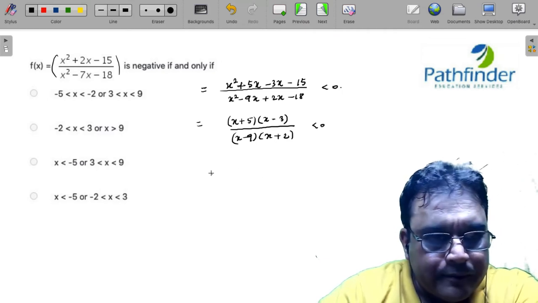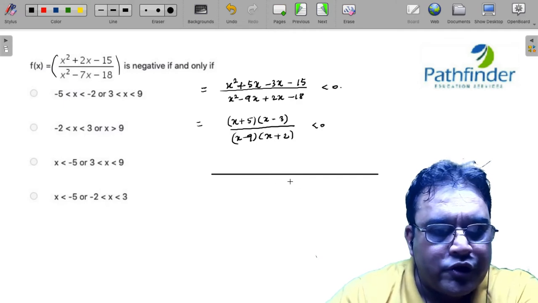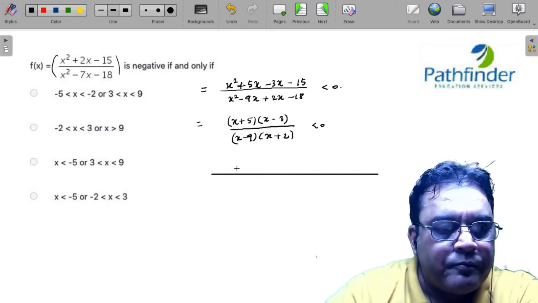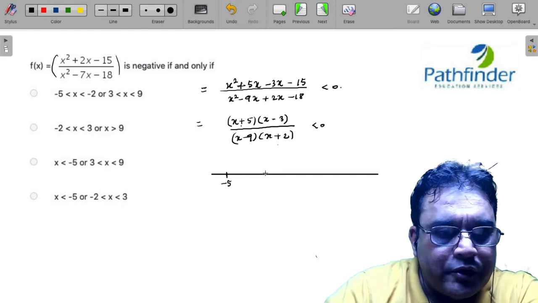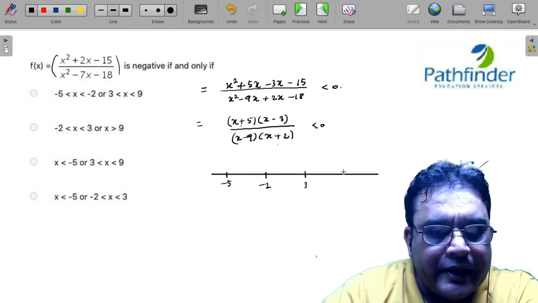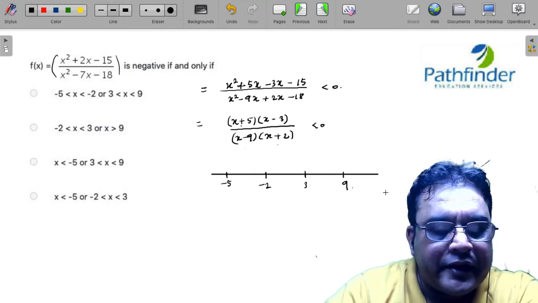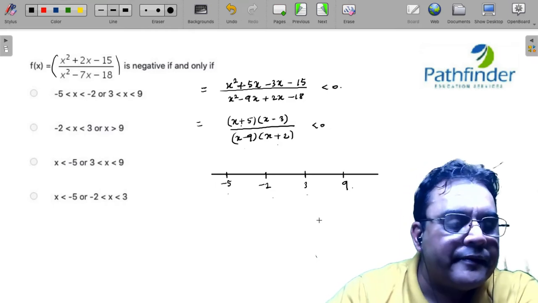What do we do? We first of all plot all the critical values on this number line. The critical values: x plus 5 is equal to 0, x is equal to minus 5. X plus 2 is equal to 0, x is equal to minus 2. X minus 3 is equal to 0, x is 3. And x minus 9 equal to 0. We get the critical values as minus 5, minus 2, 3, and 9.